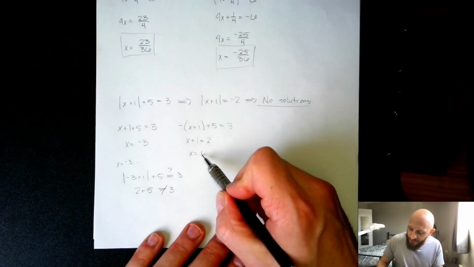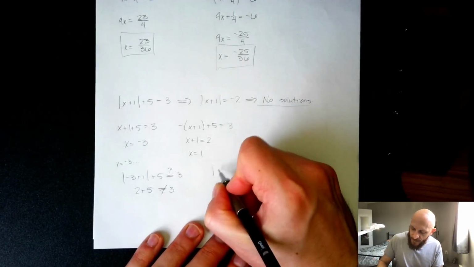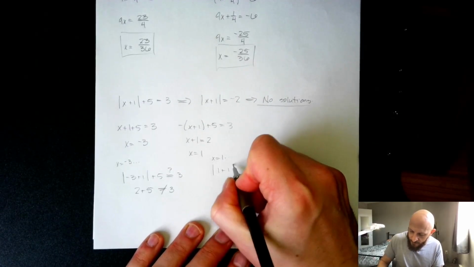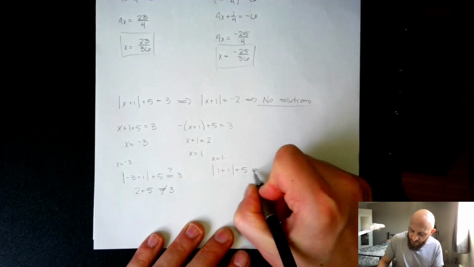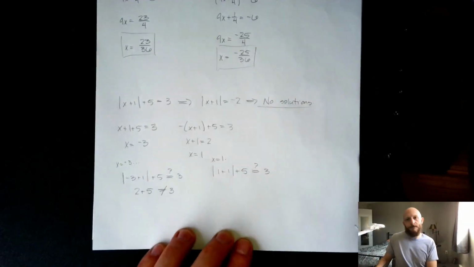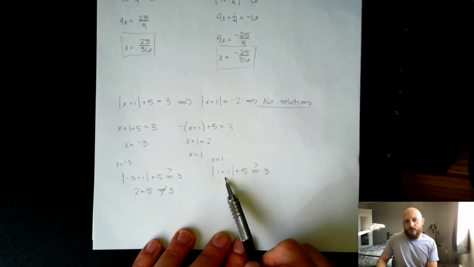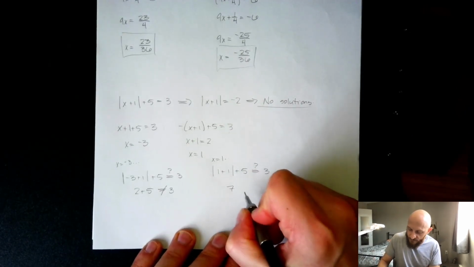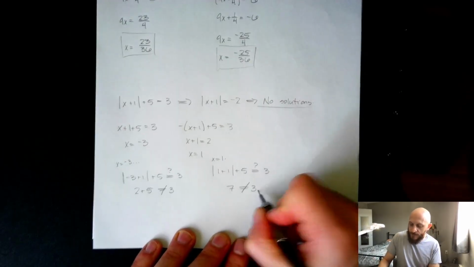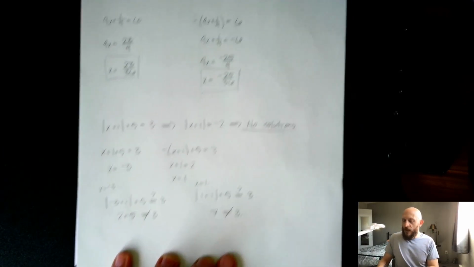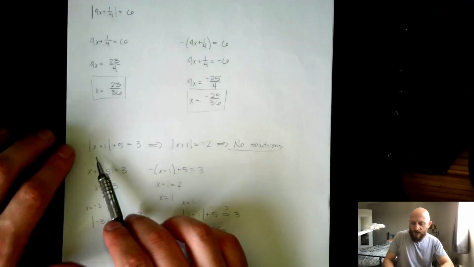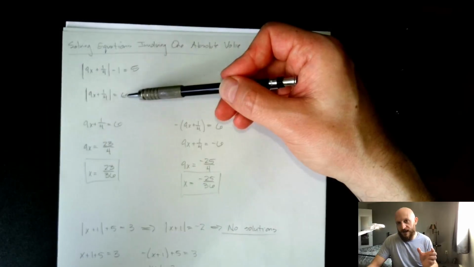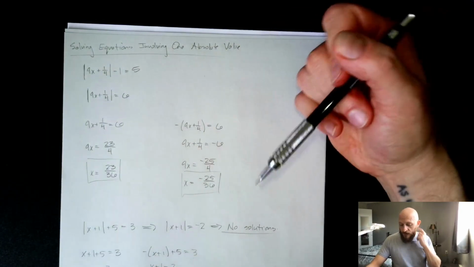Okay. Well, what about x equals 1? Let's try that one. If x equals 1, we get the absolute value of 1 plus 1, plus 5. And again, we're asking, does that equal 3? Well, 1 plus 1 is 2. The absolute value of 2 is just 2, so this becomes 2 plus 5, which is 7. Does not equal 3. Okay? So this is the reason why you might want to do this step first, solving for the absolute value piece first.